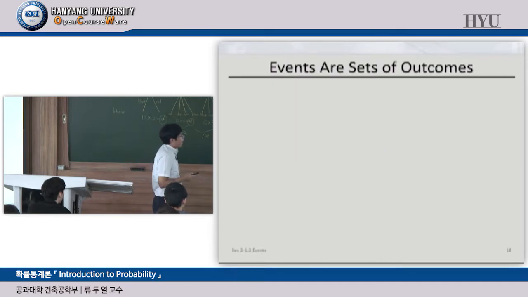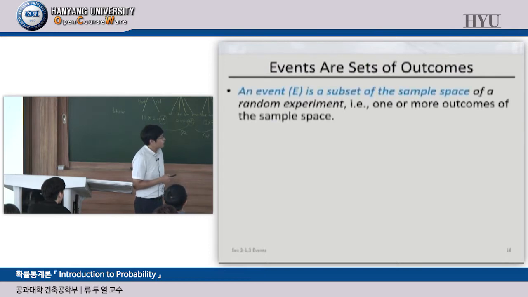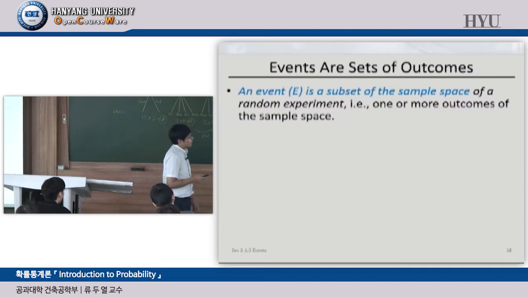And events are sets of outcomes. The event is a subset, 부분집합, of the sample space of a random experiment, such that one or more outcomes of the sample space will be the event.